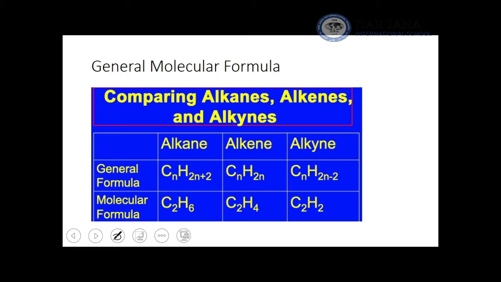If it is alkane, I will use this formula CnH2n+2. Example, a molecule with 2 carbon atoms takes 6 hydrogen atoms, and so on for alkene and alkyne. Alkene has a formula CnH2n, alkyne has a formula CnH2n-2.